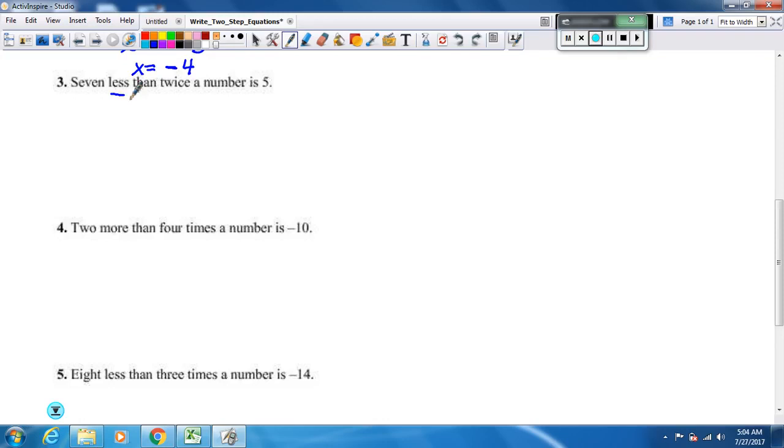On this one, again the word than, but less means minus. So behind the minus sign is whatever's in front of the word less than. So 7. In front of the minus sign is what's after the word than. Twice a number. Remember, twice means 2 times. Let's use C. I keep forgetting to define my variable, and it's really important that you do that. Okay, C is a number. So 7 less than twice a number is, which means equal sign, 5.